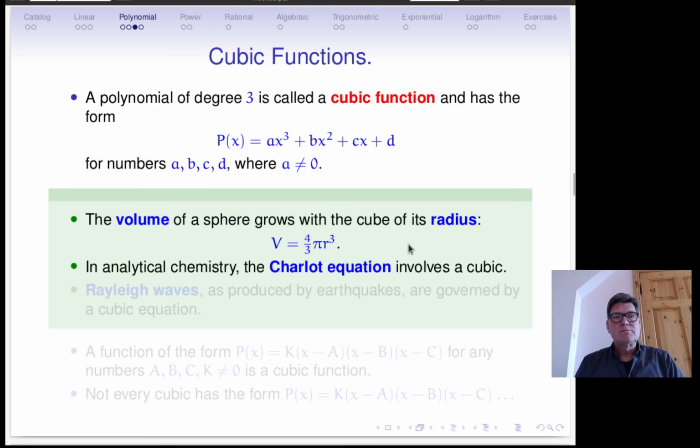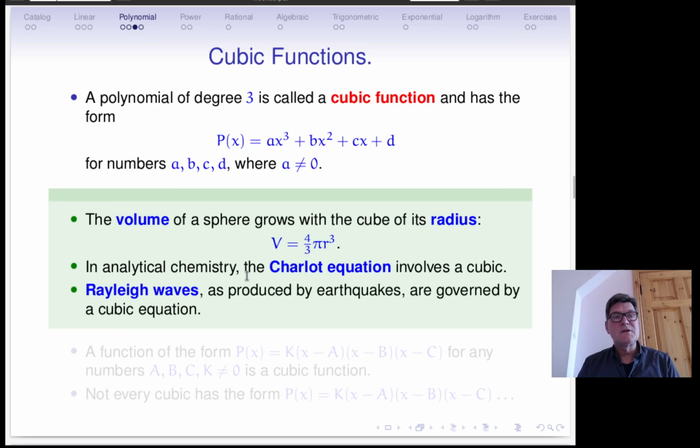There are other more concrete scientific settings. For example, in analytical chemistry, there's a famous equation, the Charlot equation, which involves a cubic. Or in geophysics, Rayleigh waves, as they are produced, for example, by earthquakes, are governed by a cubic equation.